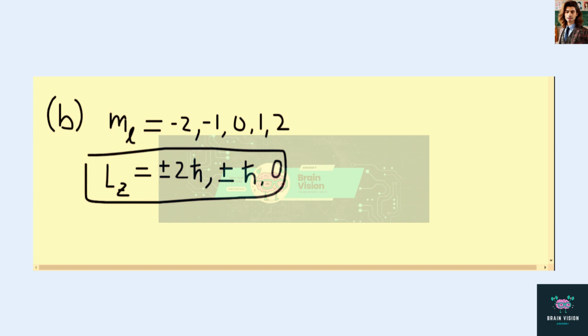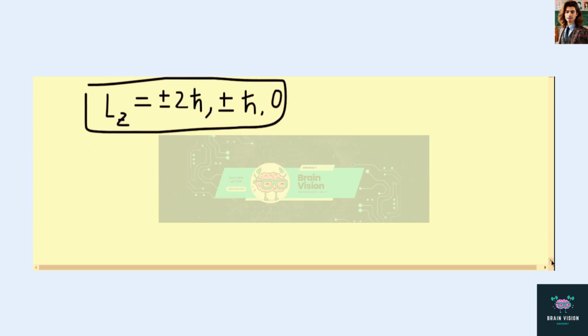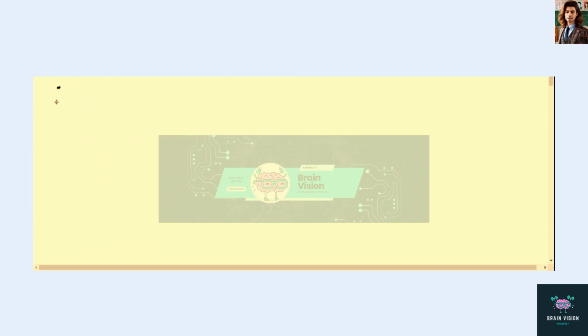And then finally, part C wants us to find the angles, theta. So the angle theta is related to the angular momentum L and the z component of the angular momentum through the equation that says theta is equal to the inverse cosine of L sub z over L. So plugging in these different values, we can find these different angles.